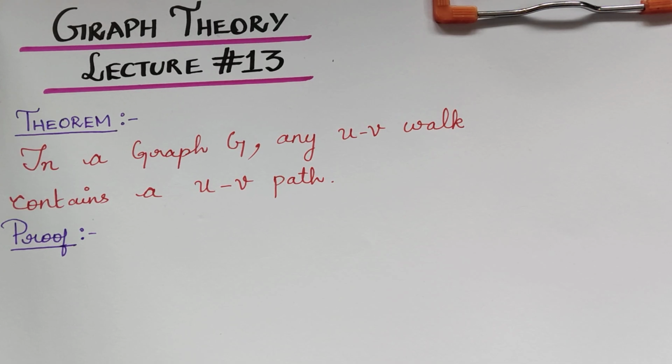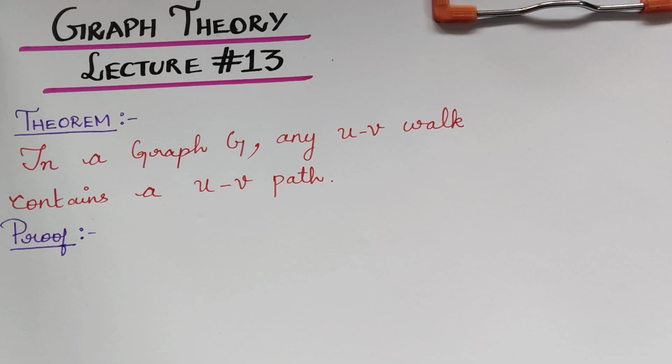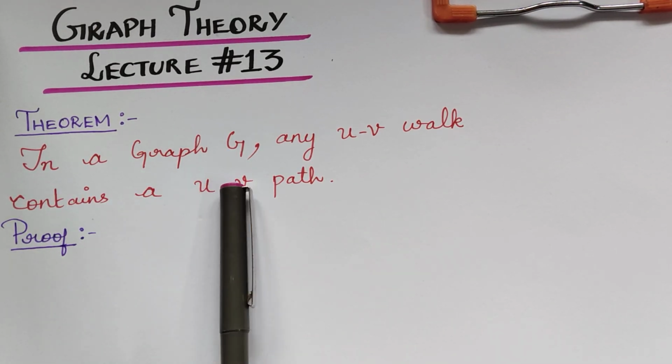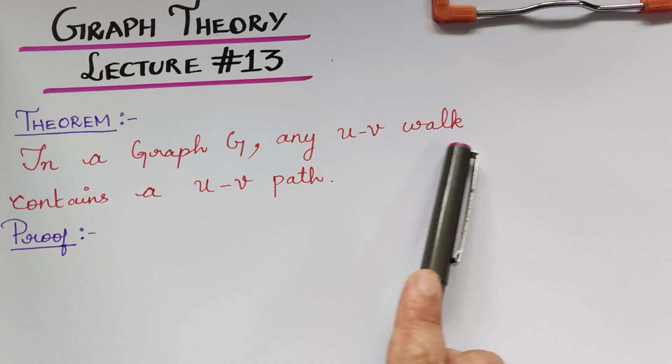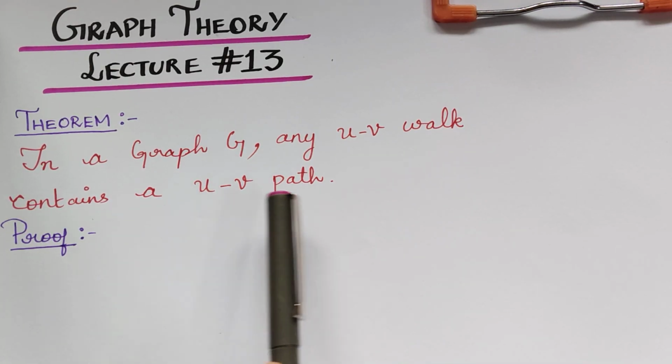Dear students, under the topic Graph Theory, here we have lecture 13. The topic is walks, trails, and paths. So, we are going to learn the theorems under walks, trails, and paths. The first theorem is: in a graph G, any UV walk contains a UV path.